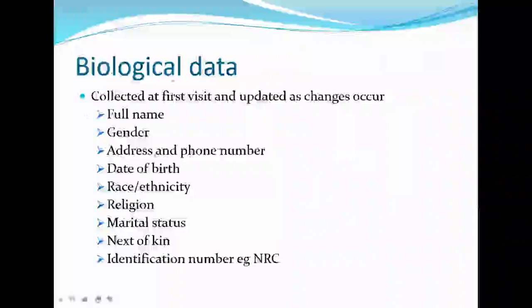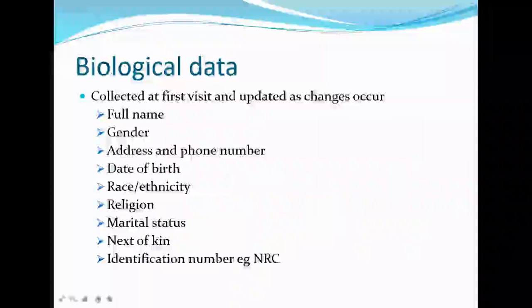So this one, the biological data, is collected at first visit, and then it is updated as changes occur. This is basically the demographic information about the patient. So you want to record the patient's full name, okay? In your health history taking, you indicate the full names of the patient, not the surname and an initial. That is not acceptable because a lot of people may have similar names. Okay, so you want to record the full name.